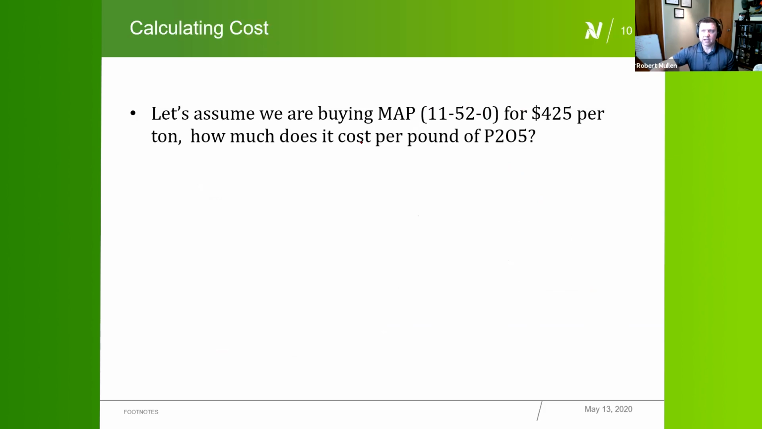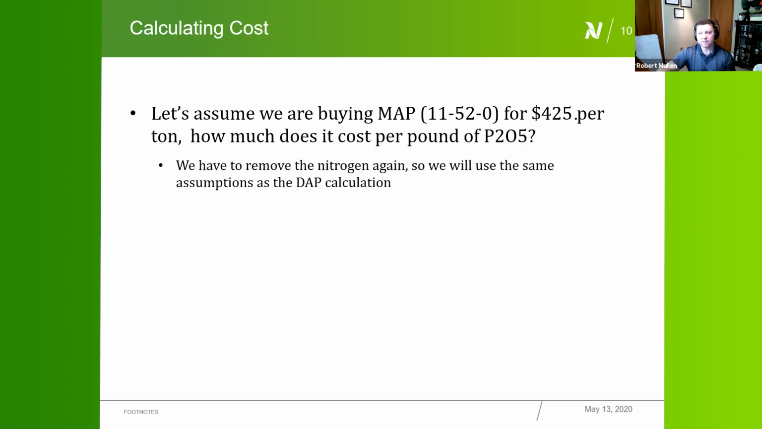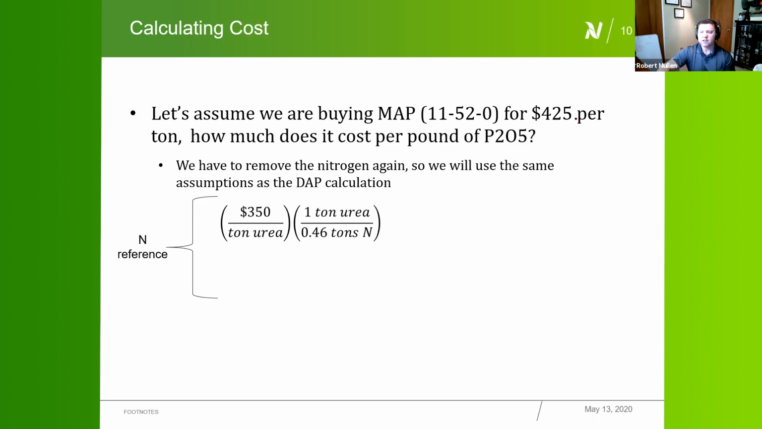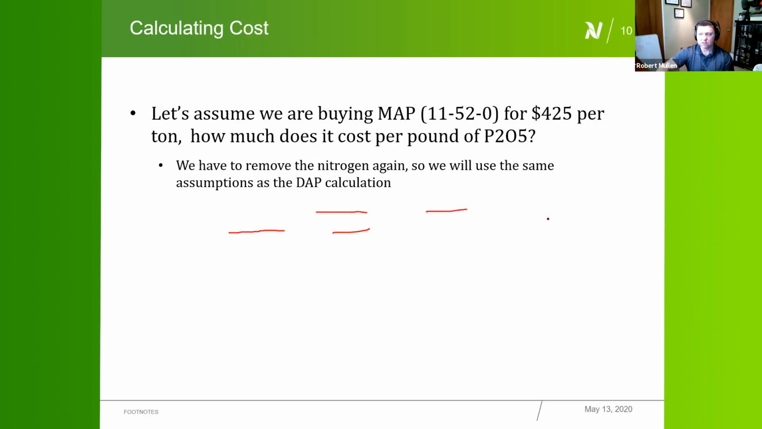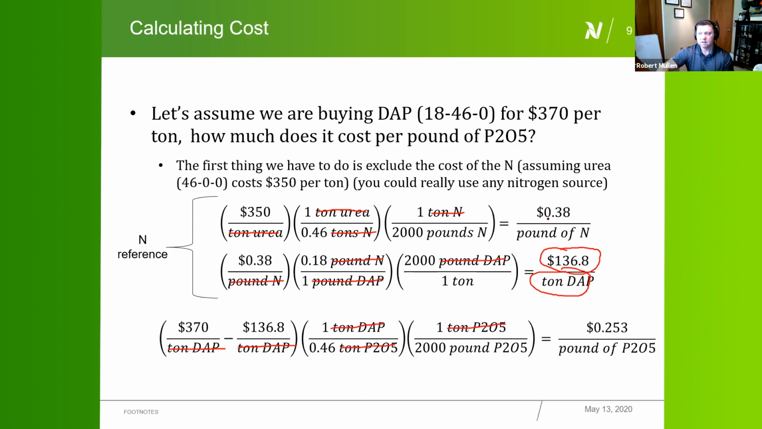So just for illustration's sake, let's just do this same process for MAP, which is 11-52-0, based upon an assumption of price of 425 per ton. Again, I have to remove that nitrogen, so I would be going through the same calculations that we went through a moment ago. I know that urea costs $350 a ton. I know that for every ton I'm supplying, I'm getting 0.46 tons of nitrogen. I got to get tons out of there because I want this on a price per pound basis. This is going away. This is going away. 350 divided by 0.46 divided by 2,000, 38 cents per pound of nitrogen. That should look strangely similar to the previous illustration if I did my math correct, and it does. It should.